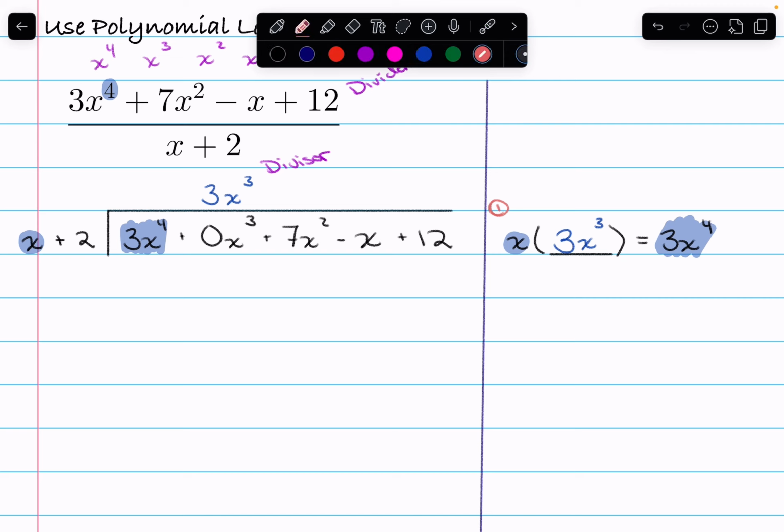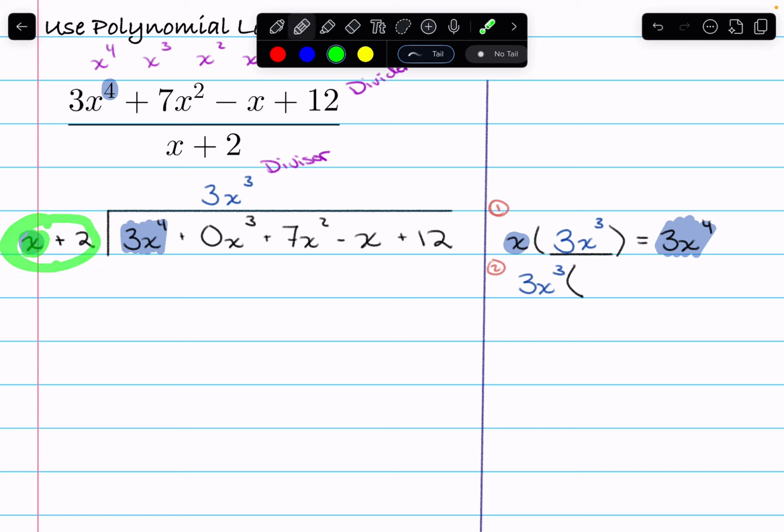Step 2, we are going to take the answer to step 1. So we are going to take that 3x cubed and we are going to multiply it by the entire divisor. So we're going to multiply it by this whole thing. To get what we're dividing by, we start with just the first step. But now what we're going to do is we're going to multiply it by the whole divisor. Okay? So we're going to distribute, multiply, and collect like terms, simplify as much as possible.